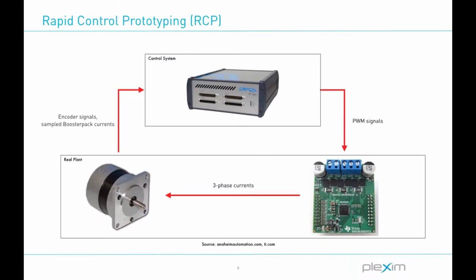More specifically, the RT Box will be acting as a controller, creating PWM signals, which will be accepted by a TI Boosterpack motor drive board, which will in turn modulate the necessary voltages across the terminals of a 24-volt NEMA 23 brushless DC motor, as shown in this slide.